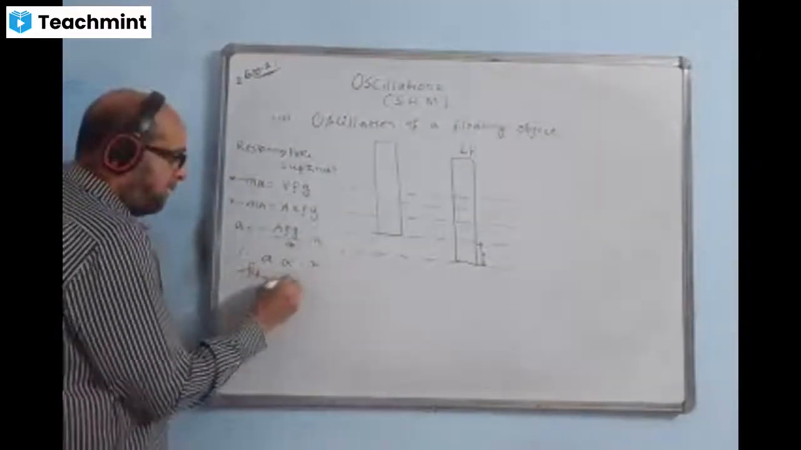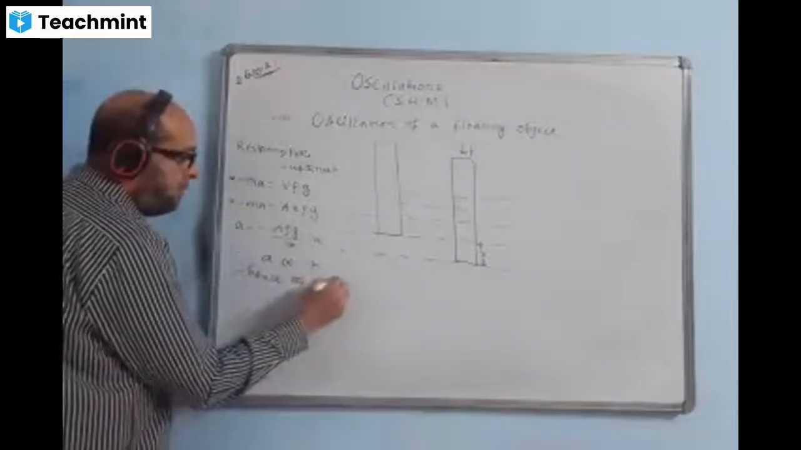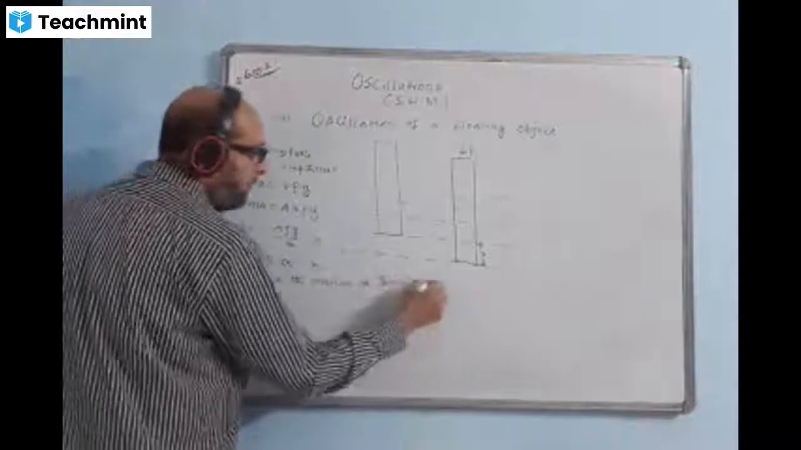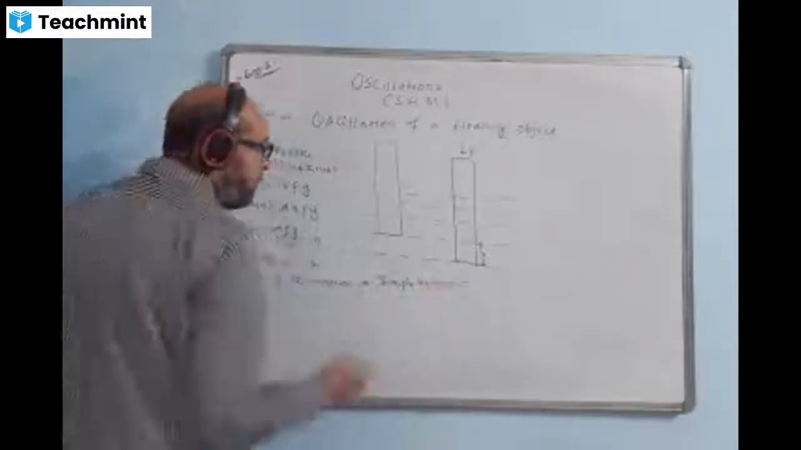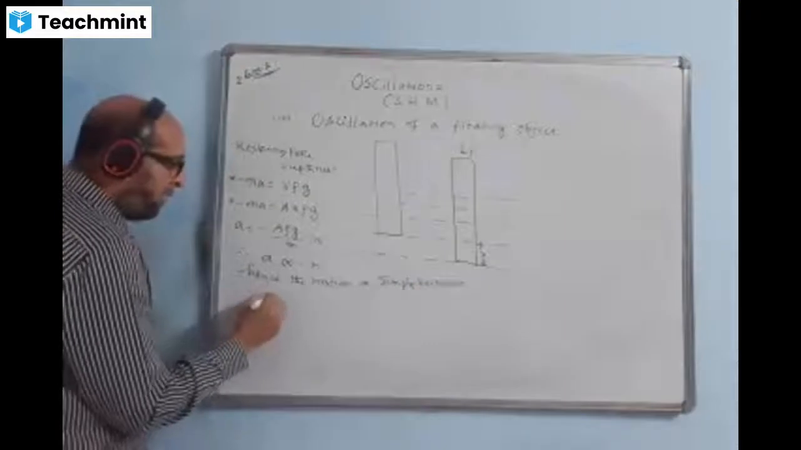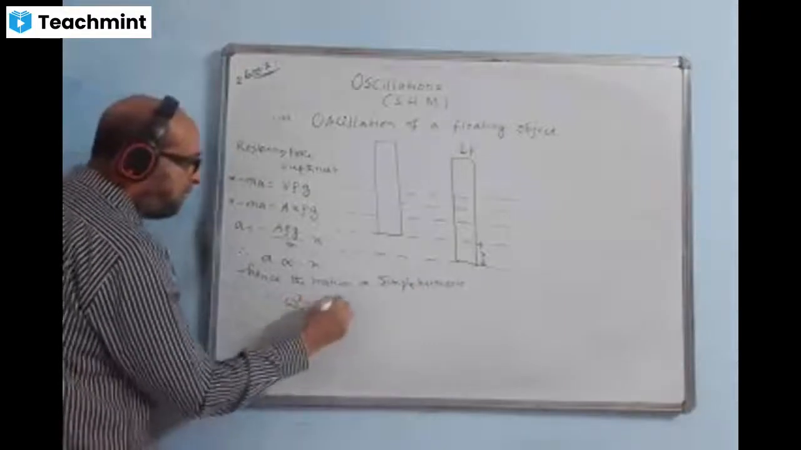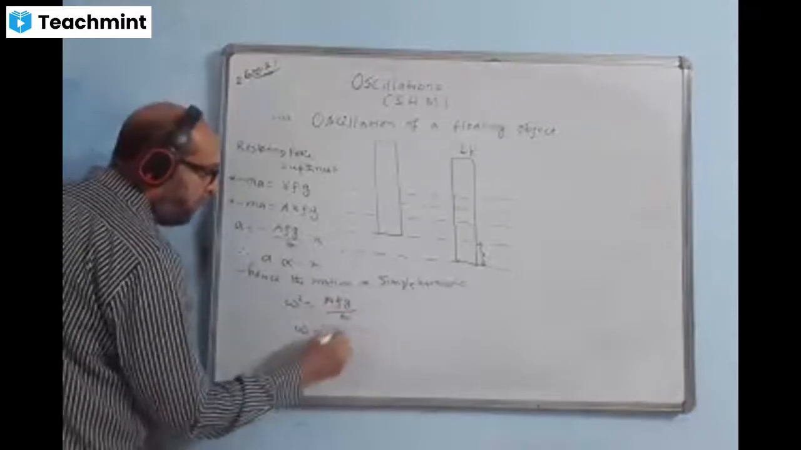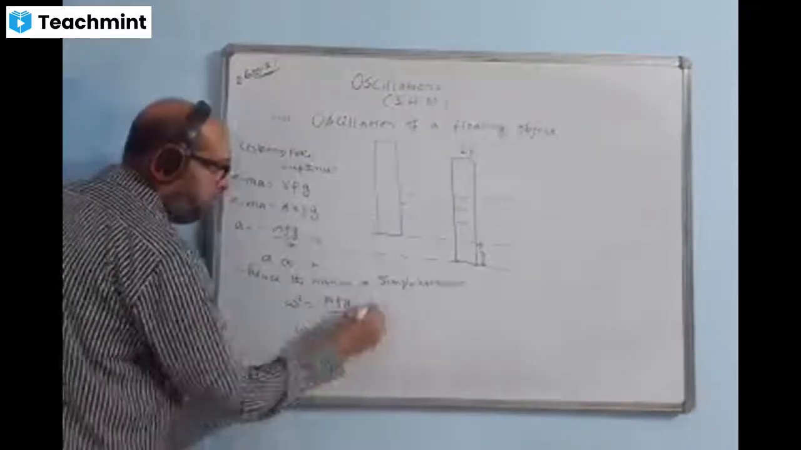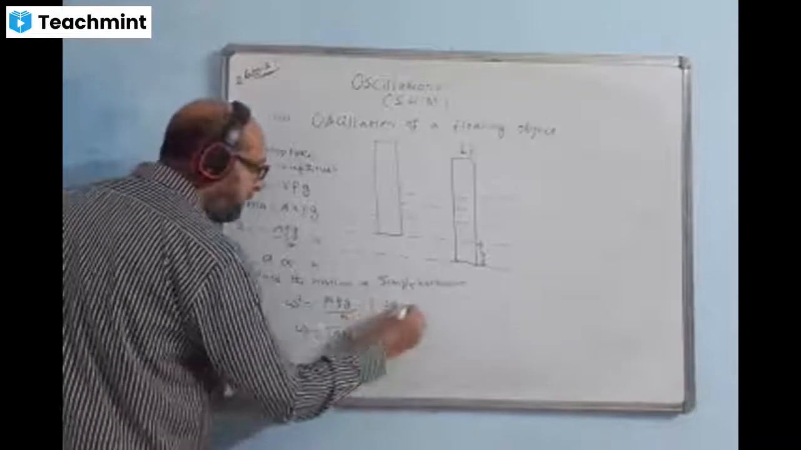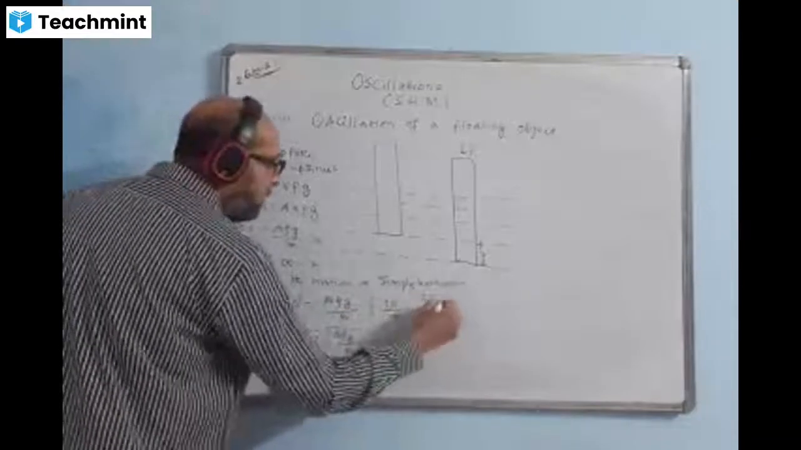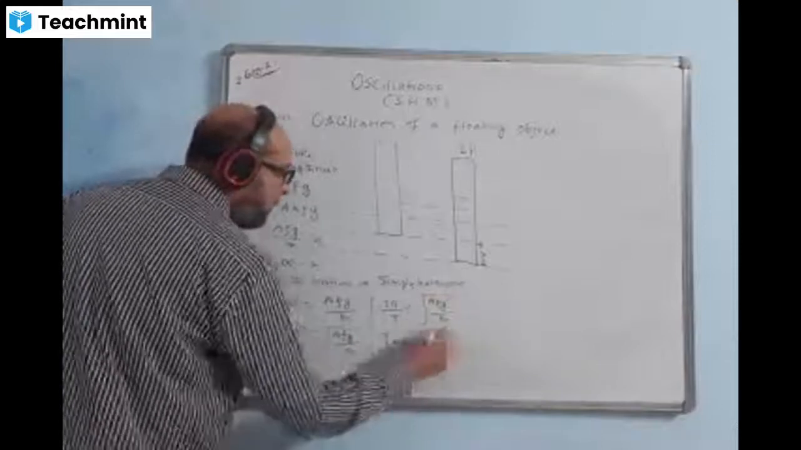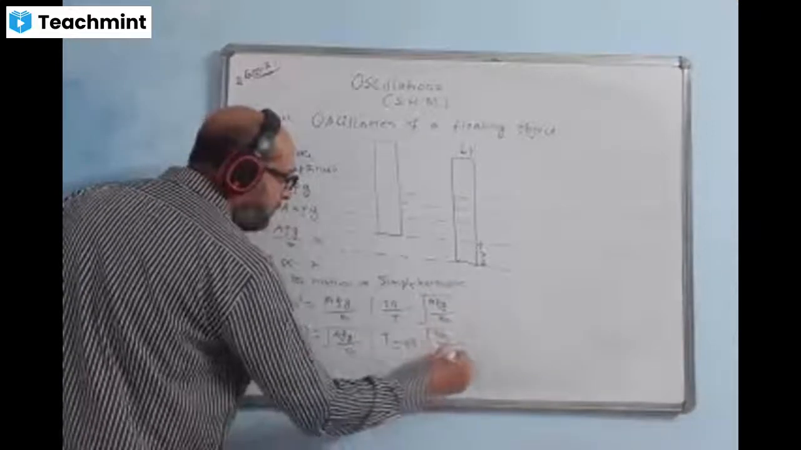Hence, we write that the motion is simple harmonic. Therefore, omega squared, what is the value of omega squared? We write the same value, A rho g by M. Therefore, omega will become root of A rho g by M, which is 2 pi by T is equal to root of A rho g by M. Therefore, with T as the subject, T is 2 pi root of M by A rho g.